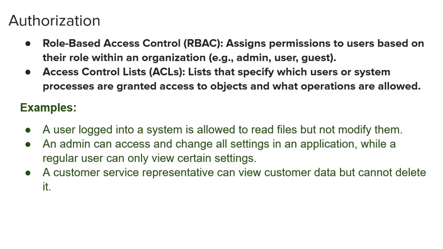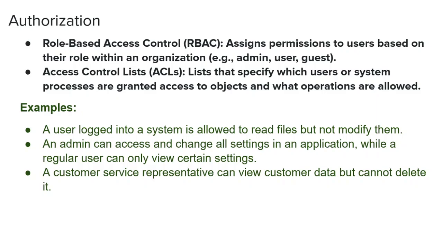Another is the access control list. It is a list that specifies which users or system processes are granted access to objects and what operations are allowed. So it is not limited to sections only. There can be specific actions that are restricted to specific controls. For example, only admin users can delete a user. A normal user cannot delete an end user. That is again an access control list. It is an action which is restricted to specific roles.